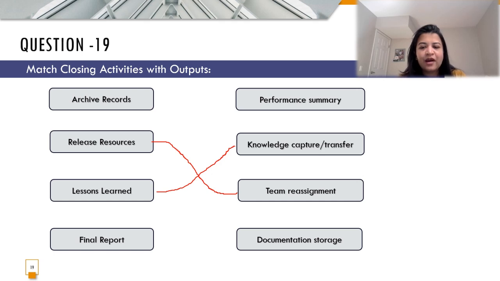Next is to archive records. That is to do with the documentation storage. You archive it properly. And then the final report is to do with the performance summary. So that's where you map these kinds of closing activities along with their outputs together.